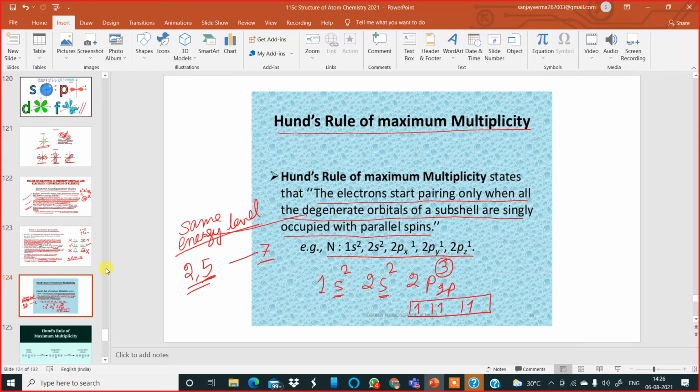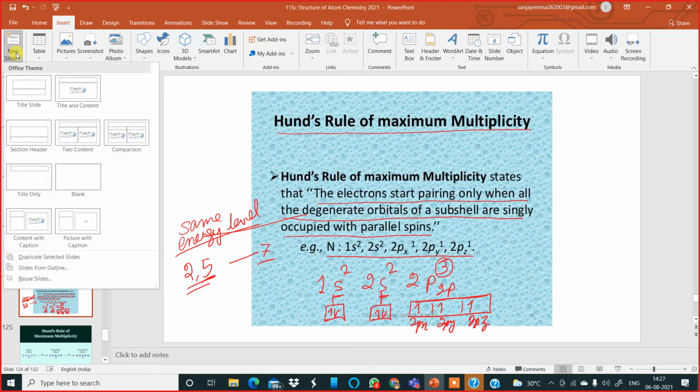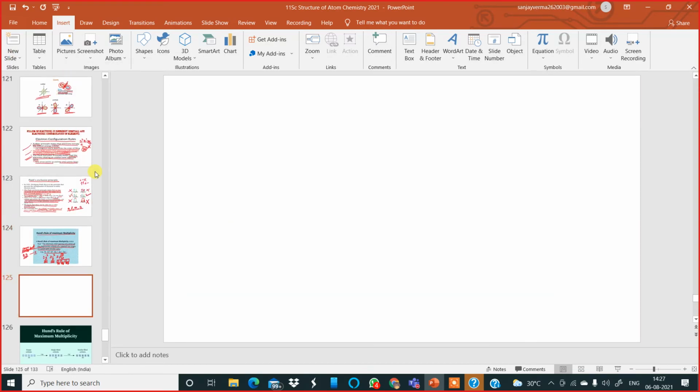Am I clear? And the 2s orbital is like this, 2 electrons. The 1s orbital is like this, 2 electrons. So this is 1s, this is 2s, and this is the 2p orbital. The first one is 2px, 2py, and this one is 2pz. Am I clear? I will show you one more example. Just hold on. Let me introduce one more slide over here.